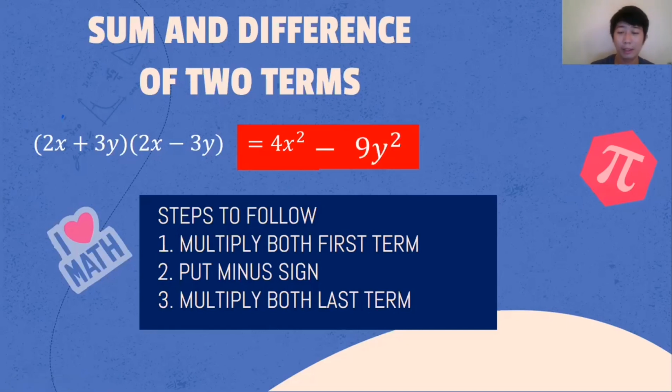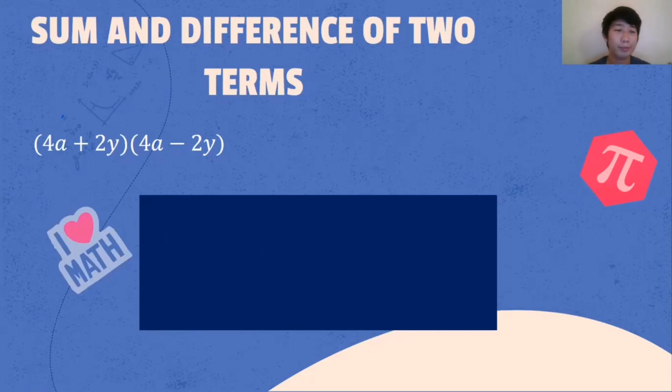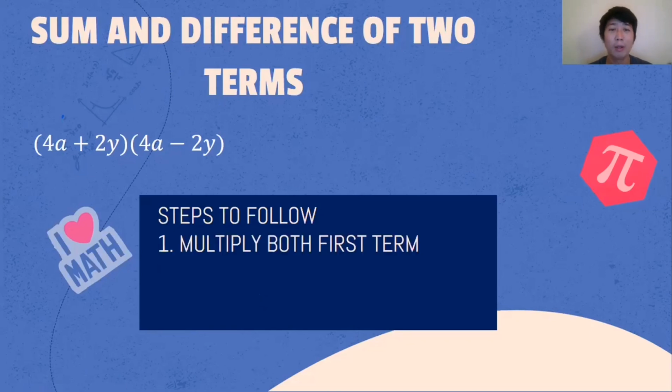Very good. Next example, 4a plus 2y times 4a minus 2y. I would like you to solve on your own as well. Try to solve this one. Follow the steps. The first one, multiply both first terms. That is 4a times 4a. That is 16a squared. Very good. I hope you got it.